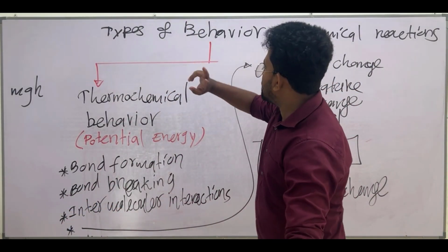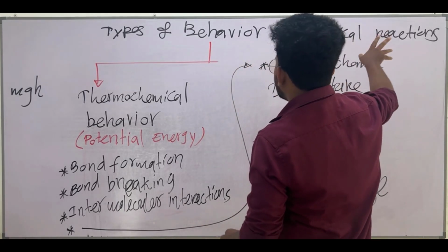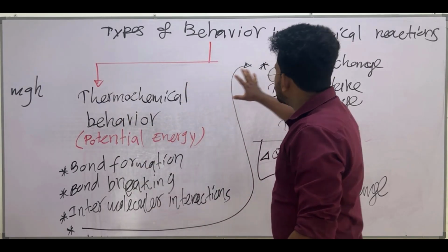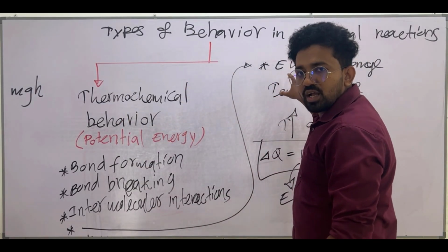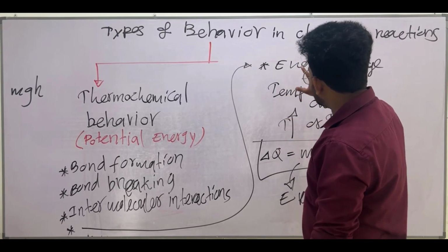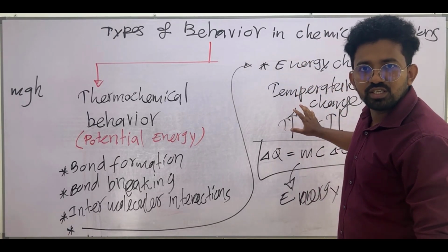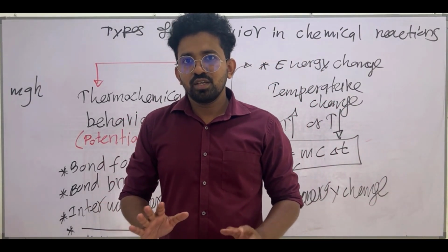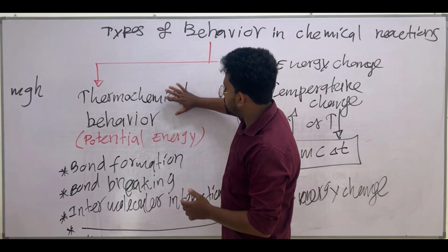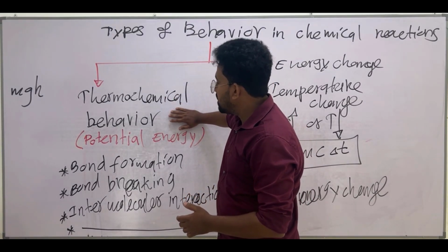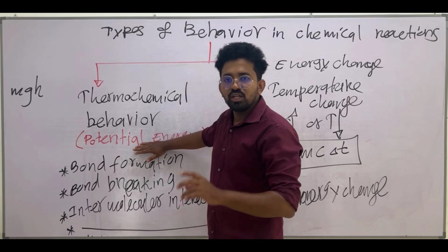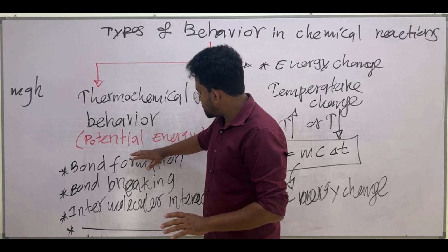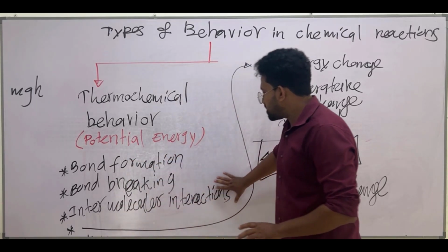So what are the types of behavior in chemical reactions? There were mainly two types. One is thermochemical behavior. The other one is kinetic behavior. Kinetic behavior is related with the kinetic energy. We learned that part in unit number 11, chemical kinetics. For this unit, we learn about the thermochemical behavior. That is related with the potential energy. The potential energy of the molecules and atoms will depend on the bond formation, bond breaking, and intermolecular interactions.